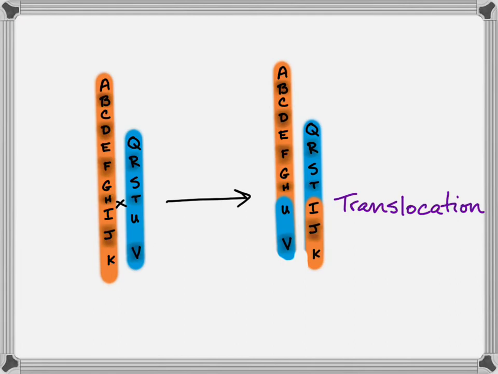The last chromosomal mutation we'll look at is a translocation, and that's where crossing over occurs between two non-homologous chromosomes. So say this is chromosome 3 and 5 or something like that, and the regions actually swap here. So we have a bit of chromosome 5 on chromosome 3 and a bit of chromosome 3 on chromosome 5.